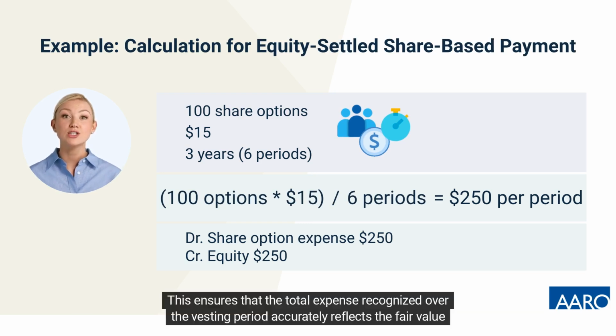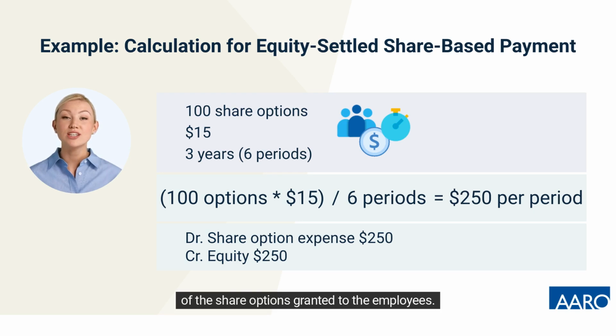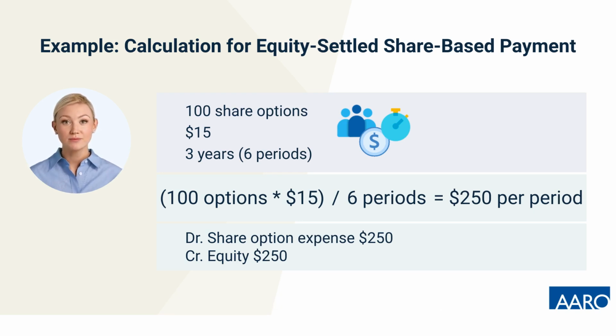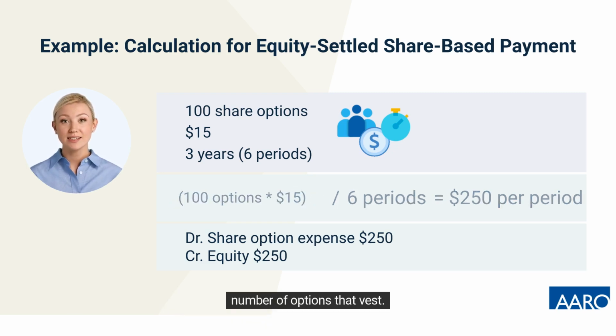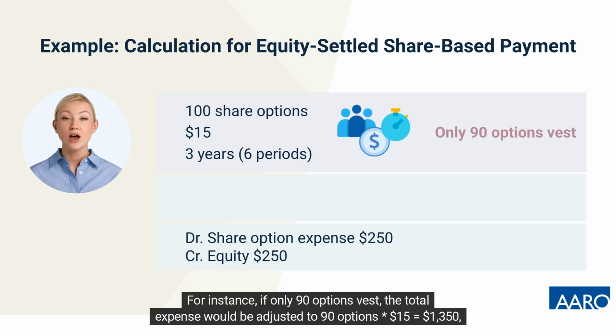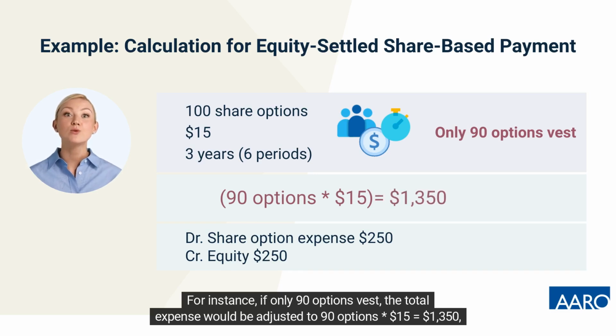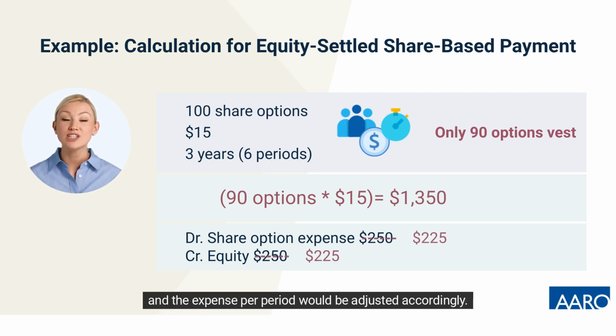This ensures that the total expense recognized over the vesting period accurately reflects the fair value of the share options granted to the employees. If some options do not vest, the company would adjust the total expense recognized to reflect the actual number of options that vest. For instance, if only 90 options vest, the total expense would be adjusted to 90 options times $15 equals $1,350, and the expense per period would be adjusted accordingly.